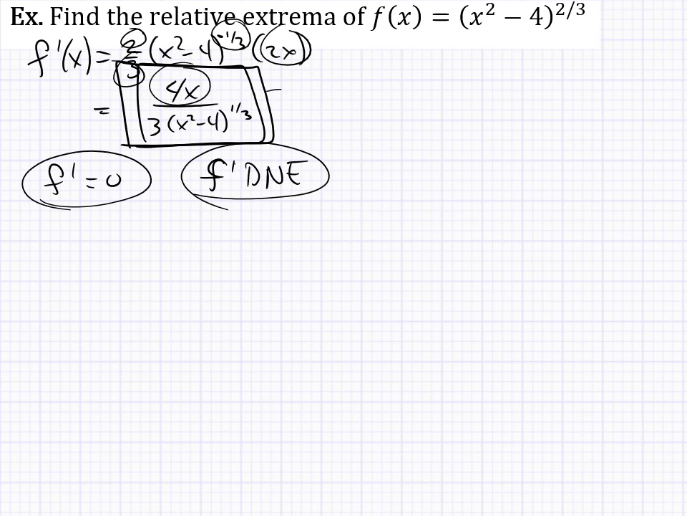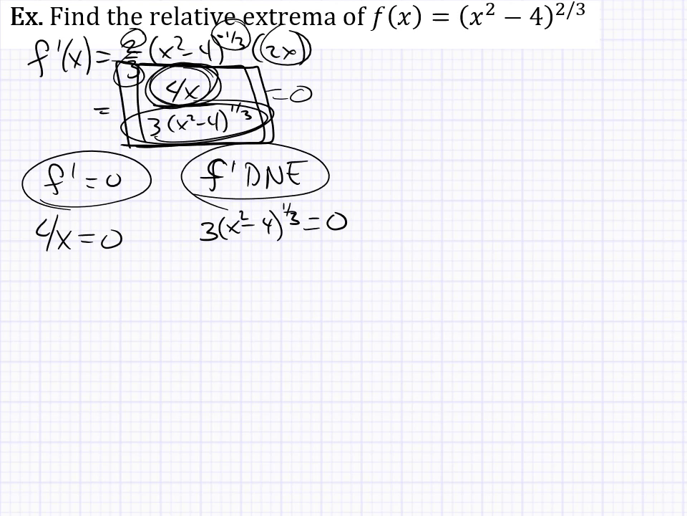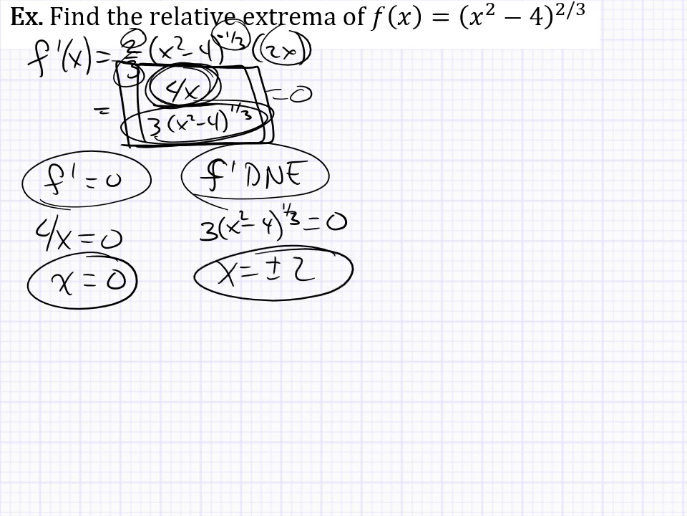When would a fraction equal 0? Well, it'll equal 0 when the numerator equals 0. When would a fraction not exist? Well, that'll happen when the denominator equals 0. Well, these are both easy to solve. X would equal 0 would solve that. X equals plus and minus 2 would solve that. So we have 3 critical numbers.